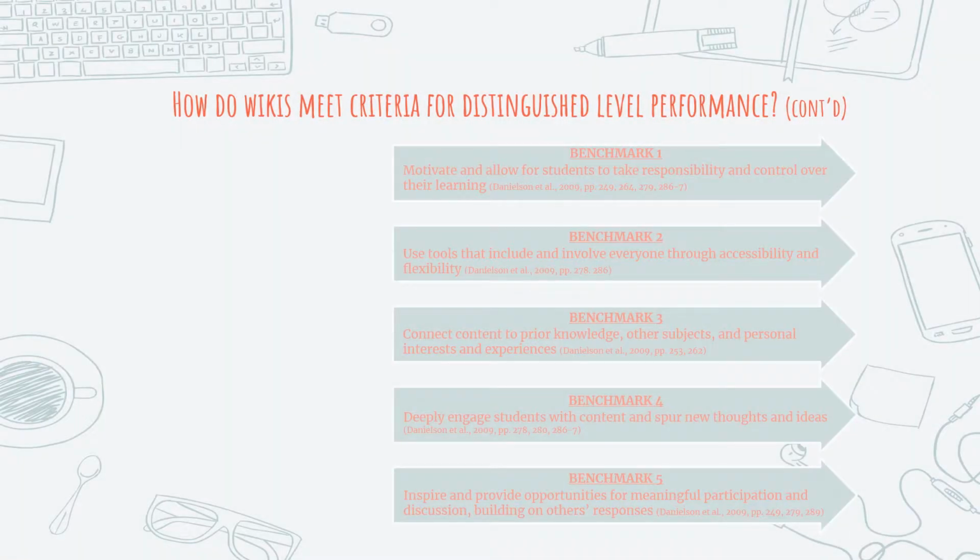Upon further review of Domain 3 benchmarks, along with professional literature, alignment between classroom wiki use and distinguished level instruction is reinforced. There are 5 distinguished level benchmarks for instruction that were most evident in the literature. These benchmarks are: motivate and allow for students to take responsibility and control over their learning, use tools that include and involve everyone through accessibility and flexibility, connect content to prior knowledge, other subjects, and personal interests, deeply engage students with content and spur new thoughts and ideas, and inspire and provide opportunities for meaningful participation and discussion, building on others' responses.